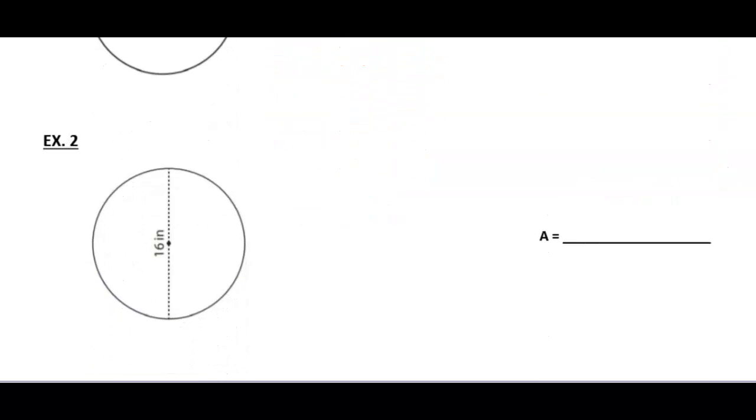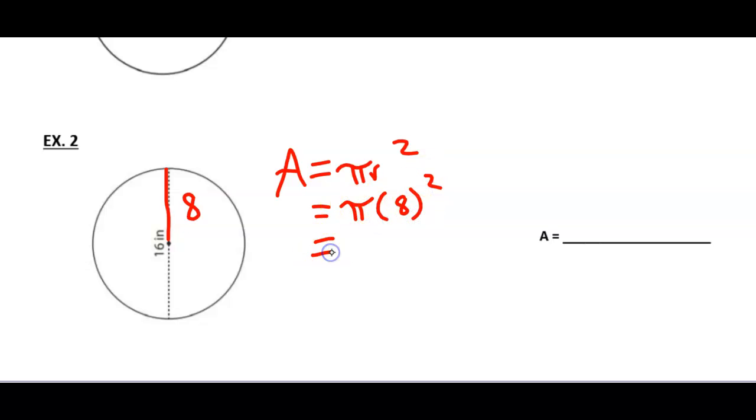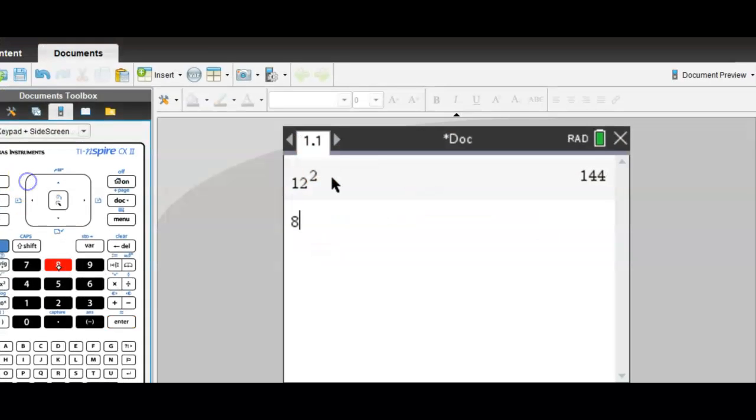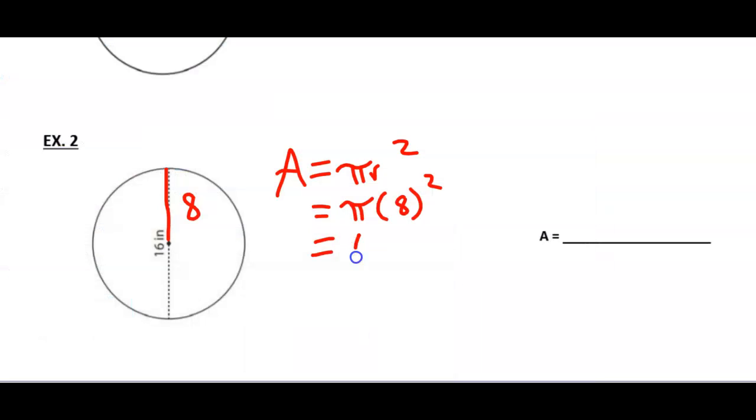Okay, now what's my radius here? Half of that diameter, half of 16, is 8, right? So area is pi r squared. So we're going to have pi 8 squared. And if we need to, we can figure it out on here. 8 squared is 64. So 64 pi. Again, we don't multiply the pi, we write the pi. 64 pi inches squared.